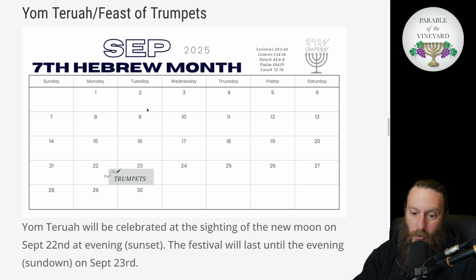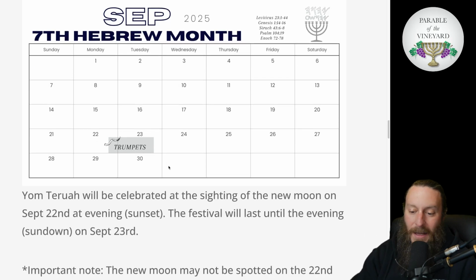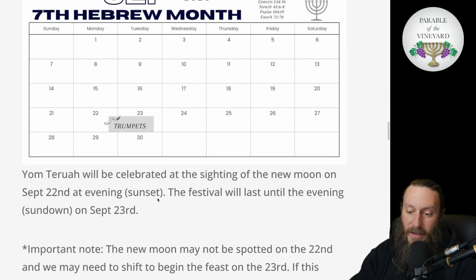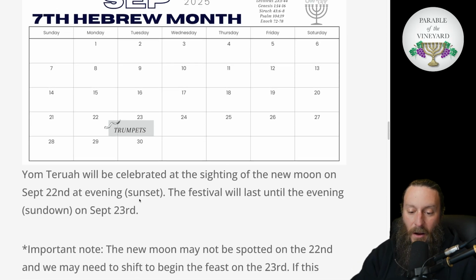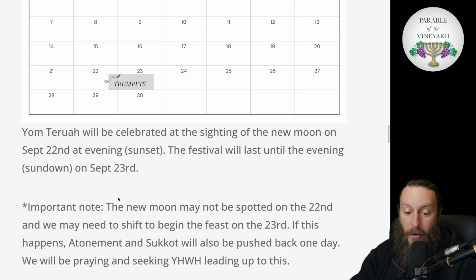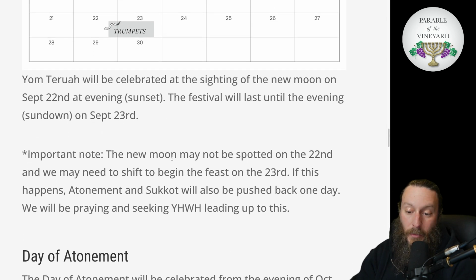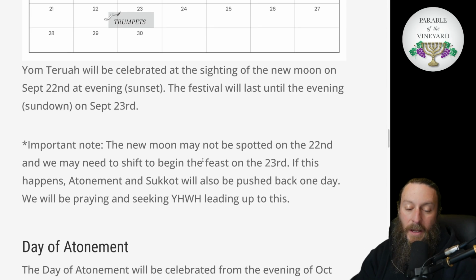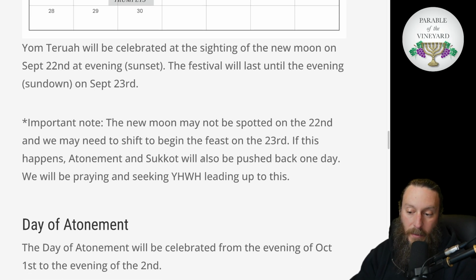So Yom Teruah, Feast of Trumpets. Yom Teruah will be celebrated at the sighting of the new moon on September 22nd at evening, sunset. The festival will last until evening, sundown on the 23rd. So a 24-hour festival. However, it is important to note that the new moon may not be spotted on the 22nd, and we may need to shift to begin the feast on the 23rd. If this happens, Atonement and Sukkot will also be pushed back one day. We will be praying and seeking Yahweh leading up to this.